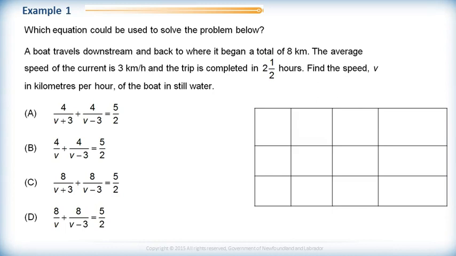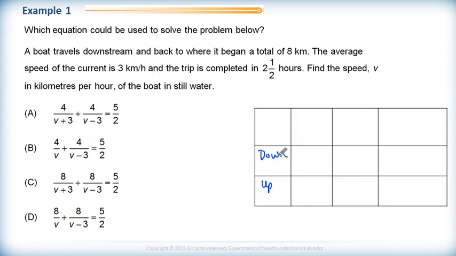In this first example, we're asked which equation could be used to solve the problem below. A boat travels downstream and back to where it began, a total of 8 kilometers. The average speed of the current is 3 kilometers per hour, and the trip is completed in 2.5 hours. Find the speed v in kilometers per hour of the boat in still water.